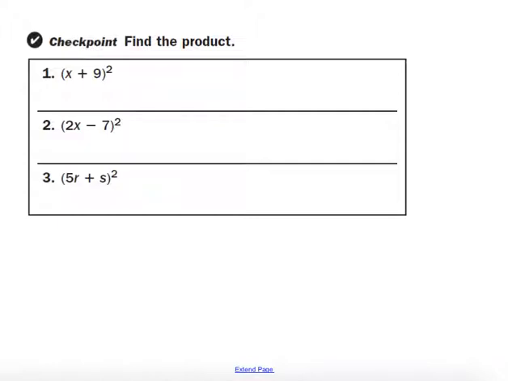Here are some other examples. Remember, use the different patterns that you have. So let's try this middle one. Here we have a square binomial. So we're going to square the first, so 4x squared. We're going to multiply the two together, so we get negative 14x, and times 2, so negative 28x. And then negative 7 squared is a positive 49. Okay, so use those patterns.